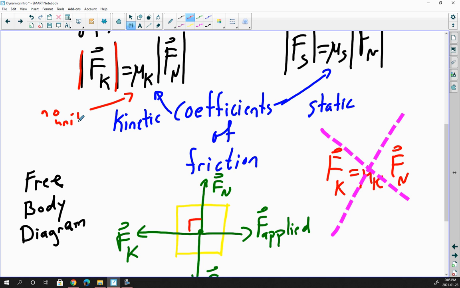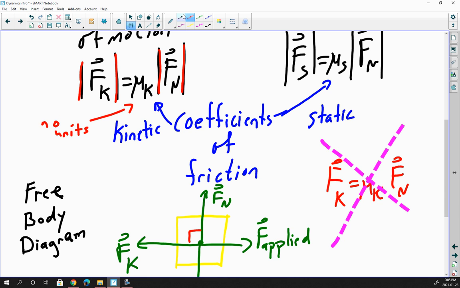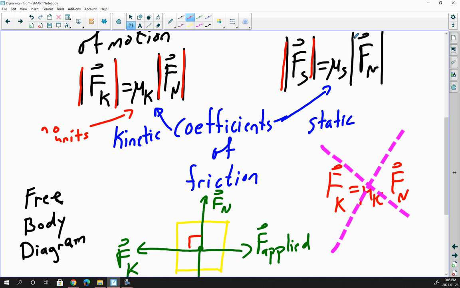Studied that in grade 11. All multiplied by the magnitude of the normal force. And the magnitude of the force of static friction is equal to the coefficient of static friction, also unitless. These are numbers you look up. And we multiply that by the magnitude of the normal force. So these equations have to have magnitude signs.